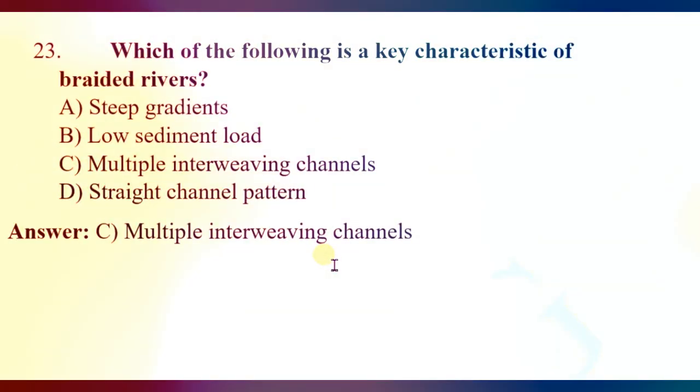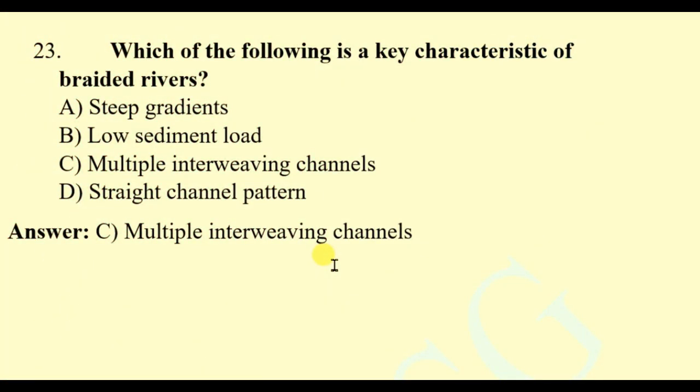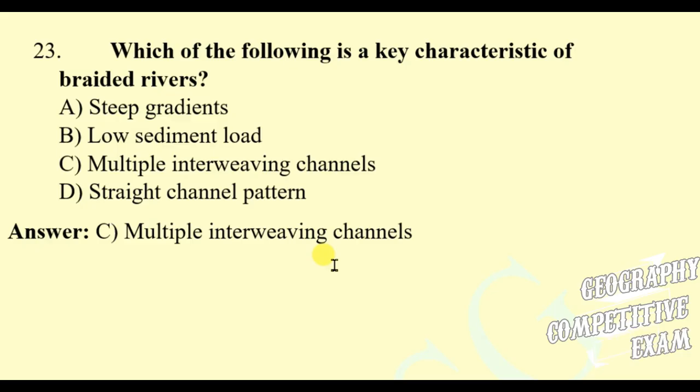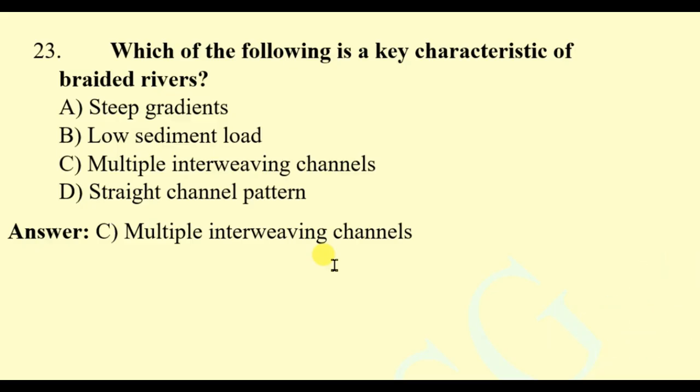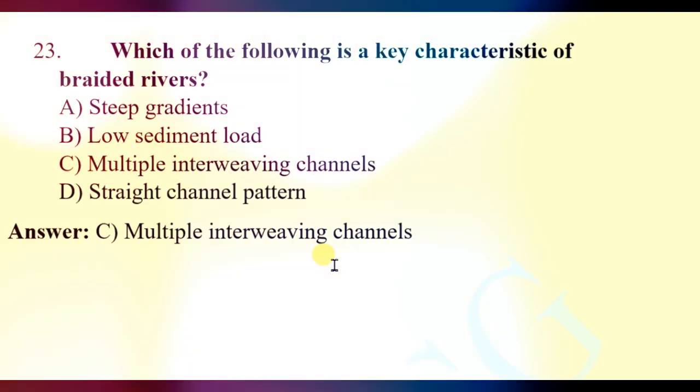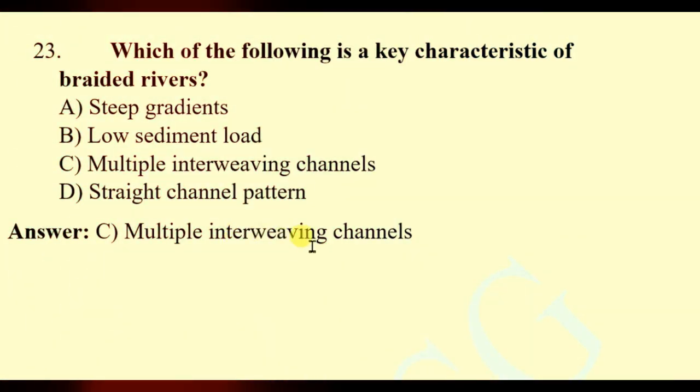Question number 23. Which of the following is a key characteristic of braided rivers? Steep gradients, low sediment load, multiple interweaving channels, straight channel pattern. Here the right answer will be multiple interweaving channels. It's called braided rivers. So several channels are interconnected with each other.